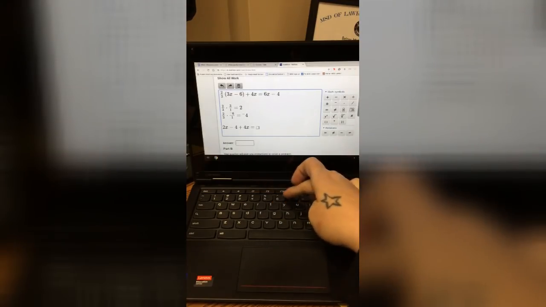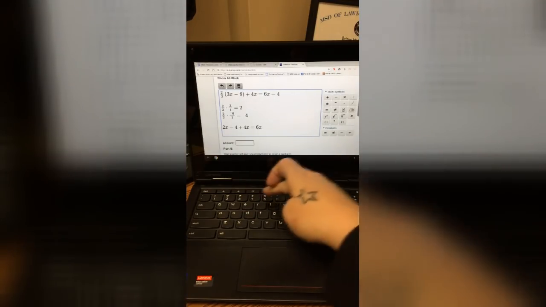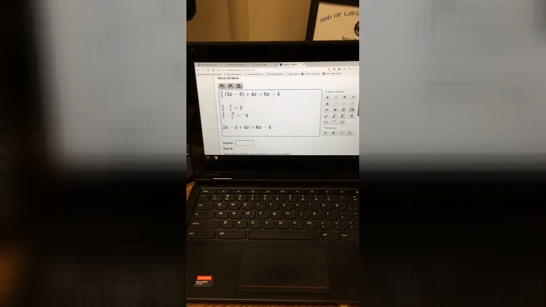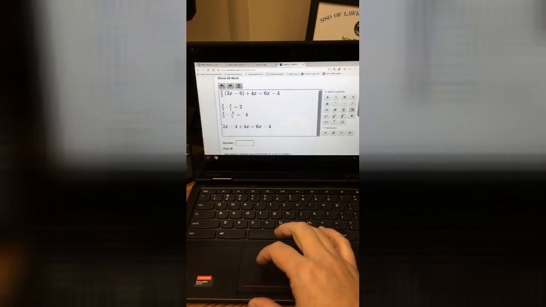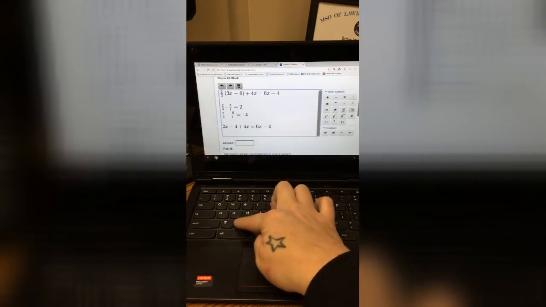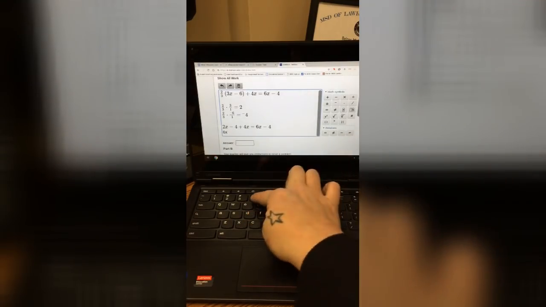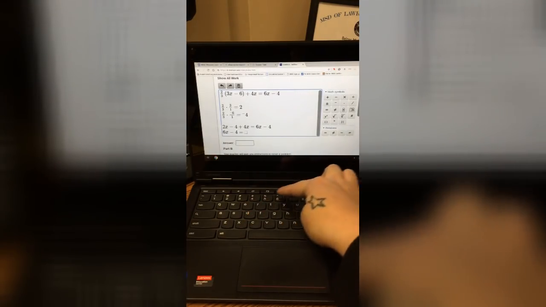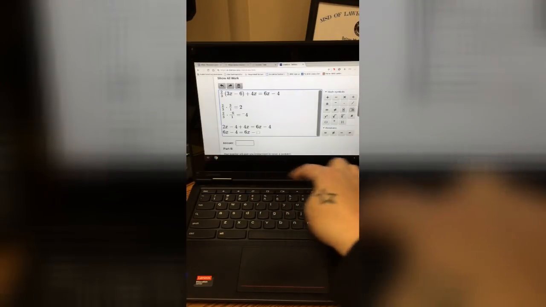Equals, now I'm keeping the rest of the problem the same, because as you can see on your paper, the rest of the equation is the same. Now what I've done on the next line of text is just combine like terms. So when I combine like terms, I'm simply combining my 2x and my 4x, which gives me 6x minus 4 equals 6x minus 4. Now some of you might say, you can stop right there.